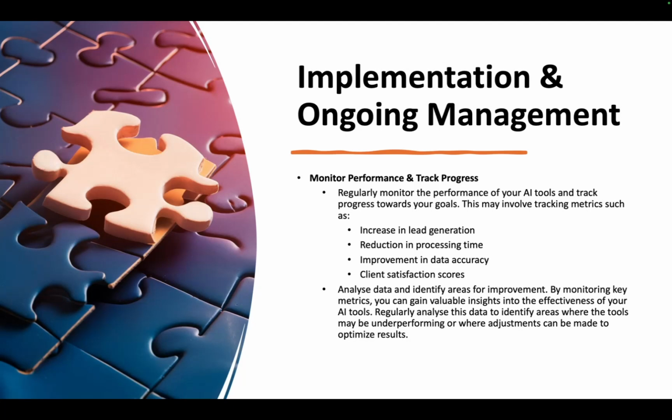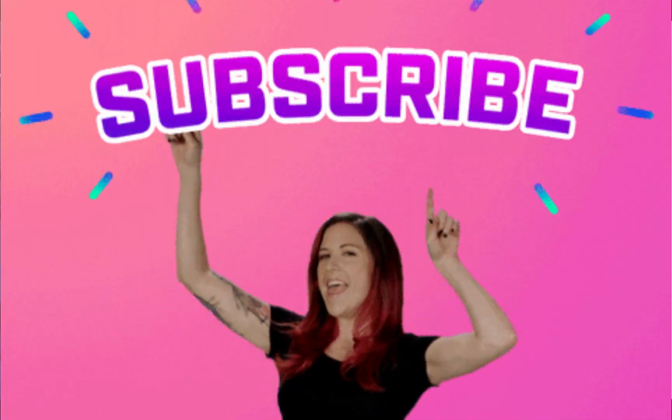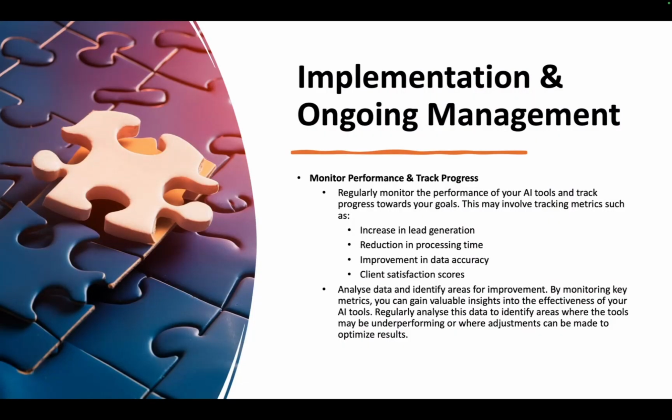Another thing to think about is how you monitor and track the progress. So if you've said in one of the previous sessions or previous slides that you want to increase lead generation, now how do you monitor that? Ideally, you want to start monitoring it before you introduce the AI tool, and then you carry on monitoring after you've introduced the AI tool. So a month before, a month after, and see if there are any differences or any changes.